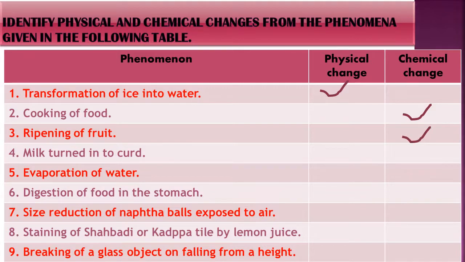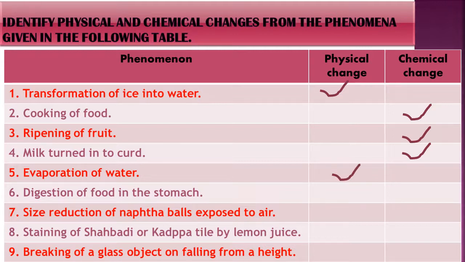Third is the ripening of fruit. Ripening of fruit is again a chemical change. Color, texture, taste, smell, everything is changing. That means a reaction is taking place. Now the fourth one is milk turning into curd. This is the breakdown of lactose, which is there in the milk, converting into lactic acid. That means a chemical reaction is taking place. So this change is a chemical change.